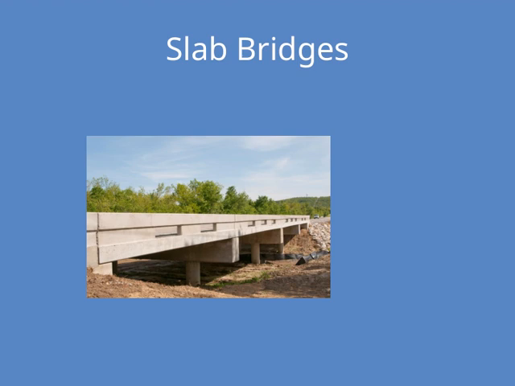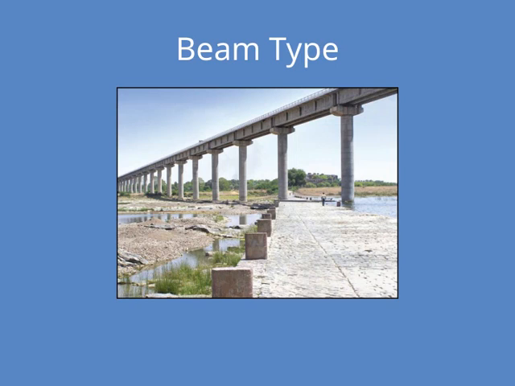Let's take a closer look at beam types. When we're talking about beams, the type you choose can really impact the overall strength and stability of your structure. There are several common types, each with their own advantages and specific uses. For example, simply supported beams are straightforward and easy to construct, making them ideal for shorter spans.